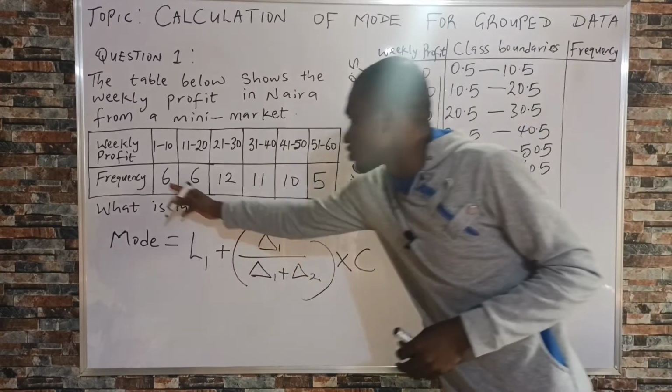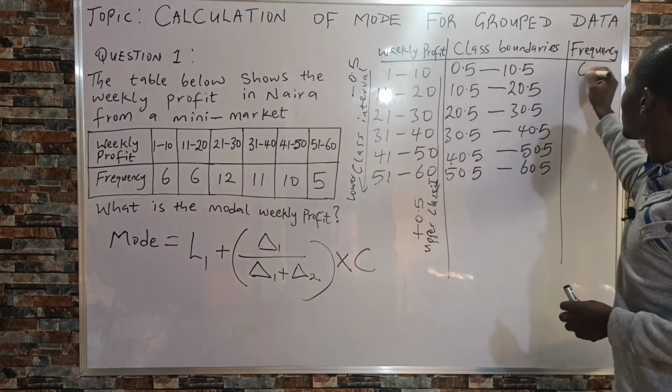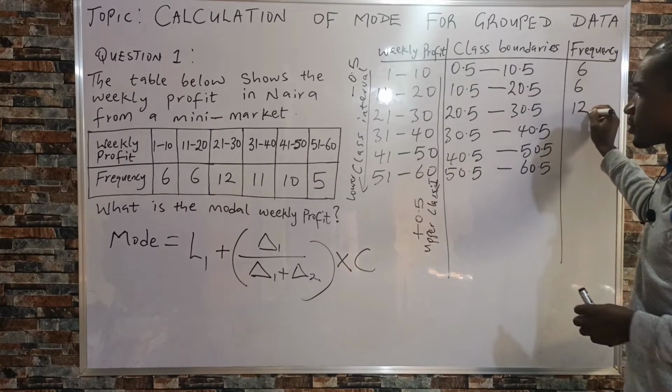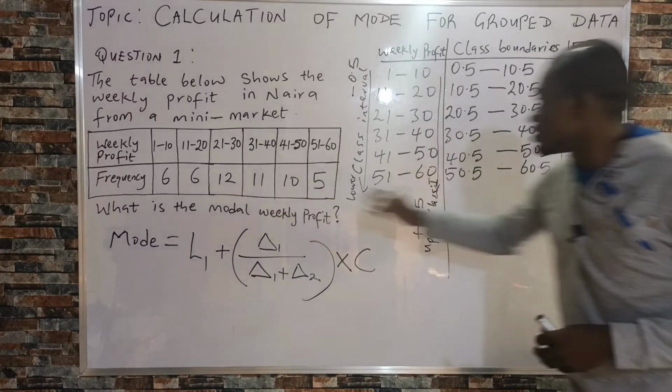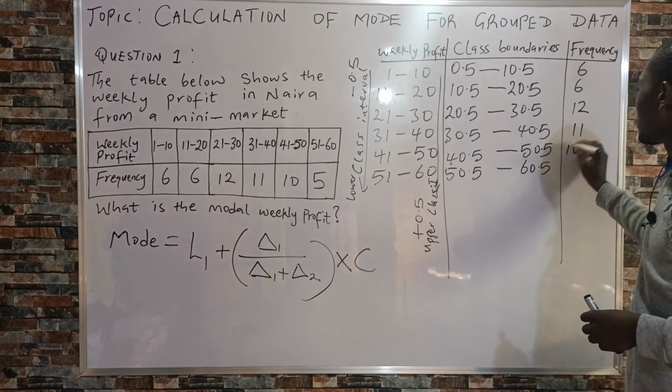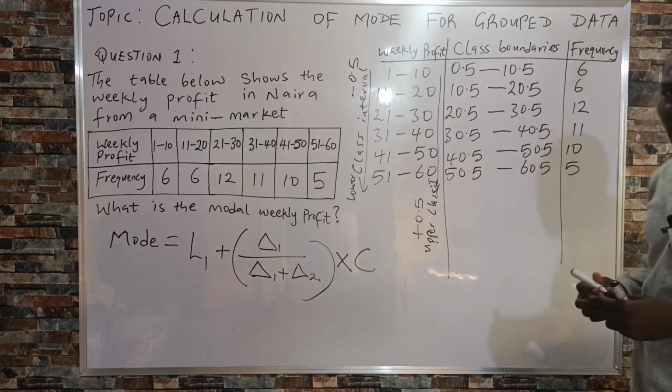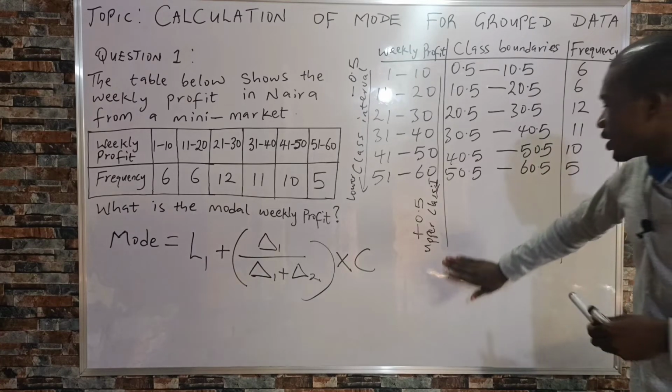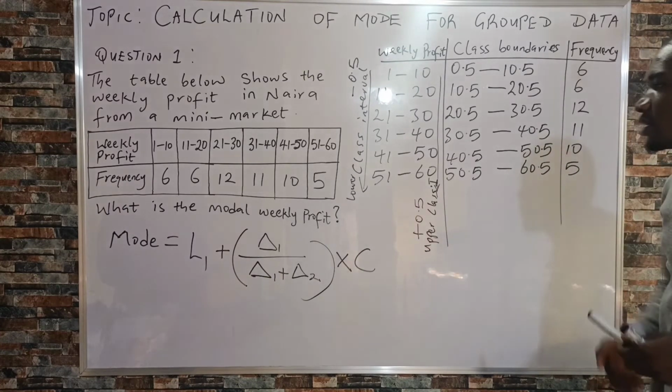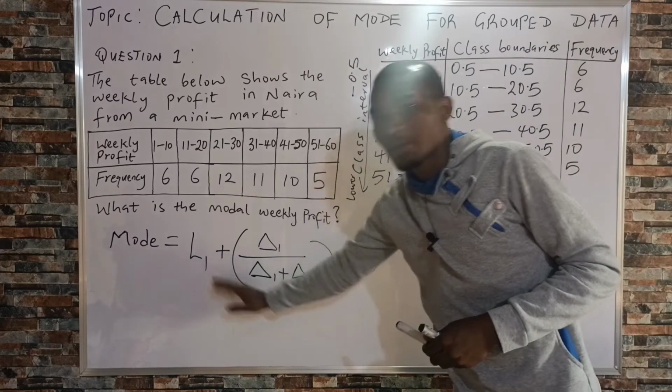They are very simple. 6, 6, 12, 6, 6, 12, then 11, 10, and 5. That is very simple to do. Let's go ahead to find the individual parameters we have here.